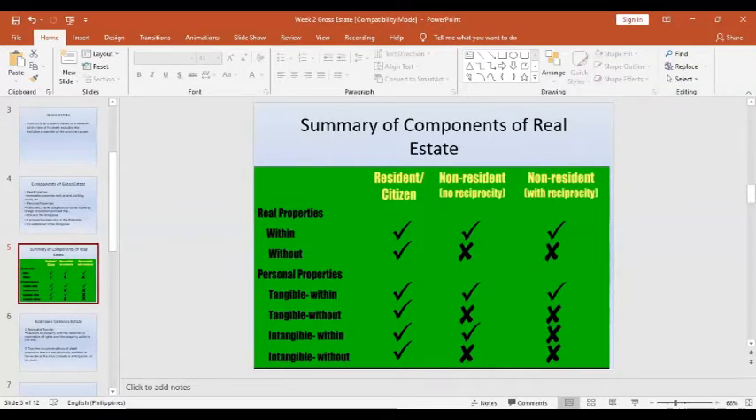These are the real properties within the Philippines. And when it comes to the personal properties within the Philippines, tangible or intangible, they will be inclusions to the gross estate. But if the decedent is a non-resident citizen with reciprocity, only the tangible personal properties and real properties within the Philippines are subject to estate tax and inclusions to the gross estate.